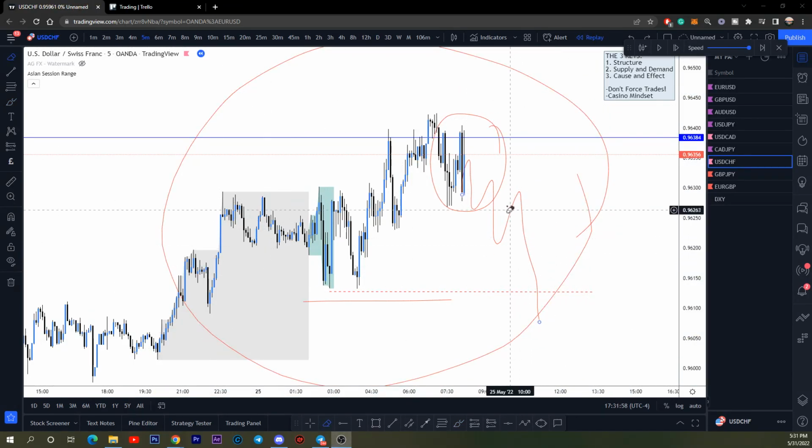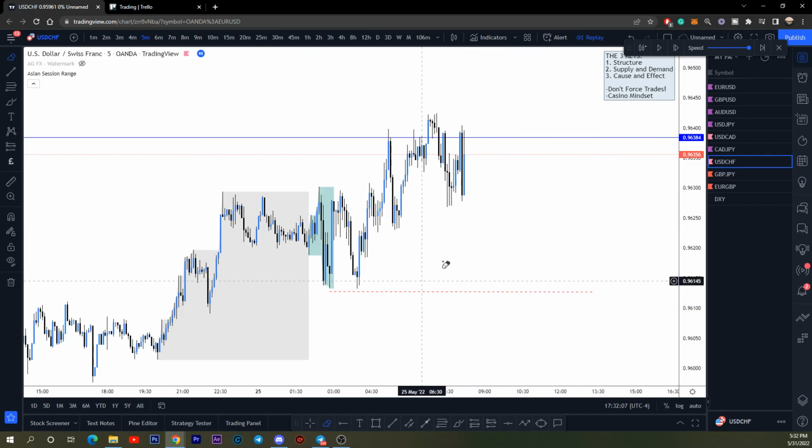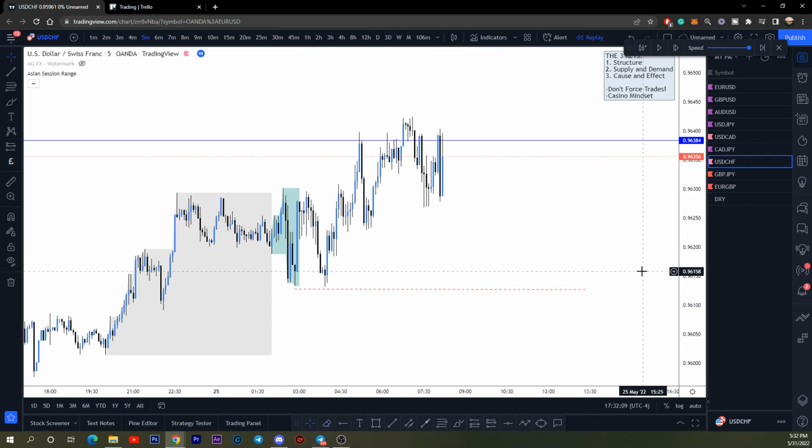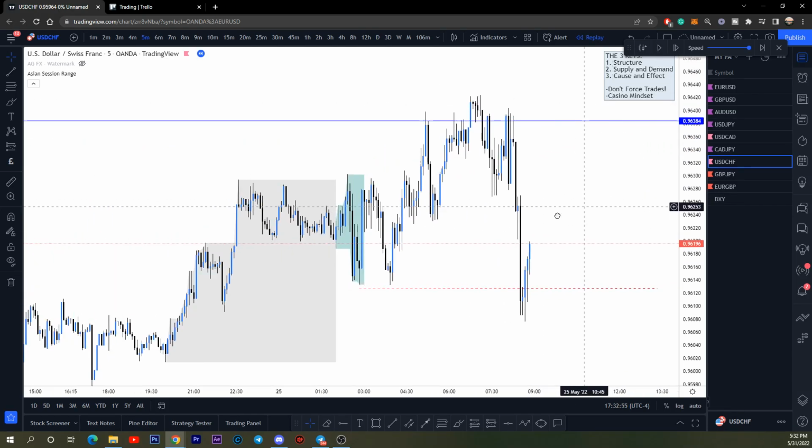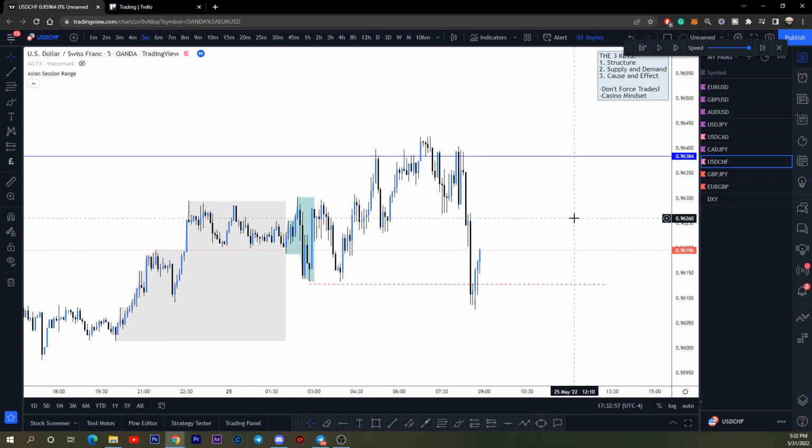Okay, now at first look, this higher time frame distribution is hard to see. But once we go ahead and break this low and create that change of character, that's when everything becomes very clear. Okay, so now zooming out, this should be a pretty clear indication of why this is a distribution, right?